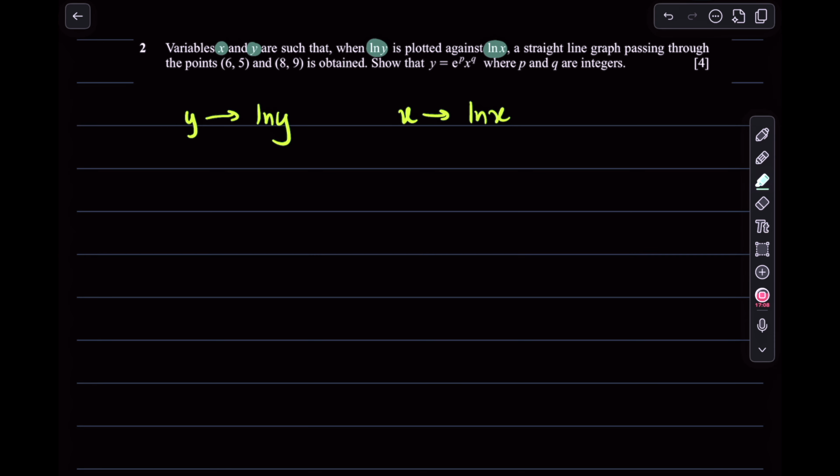A straight line graph. Well, straight line means y is equal to mx plus c is applicable, passing through the points (6, 5) and (8, 9). Okay, so I've been given the two coordinates, and we need to show that y is equal to e to the power of p x to the power of q, where p and q are integers.